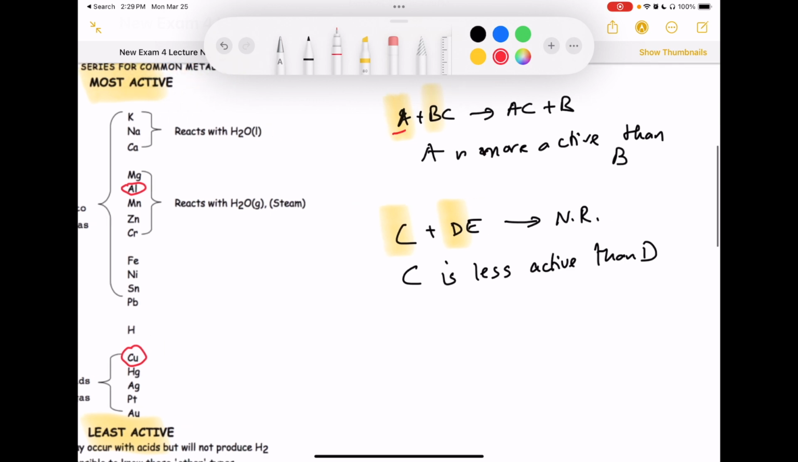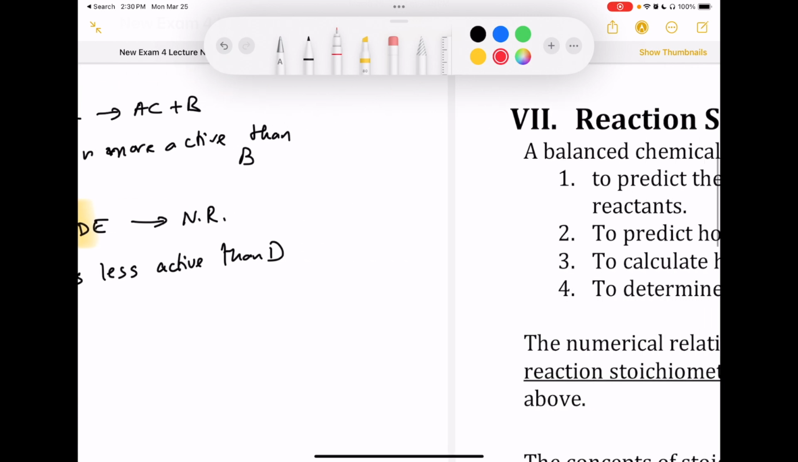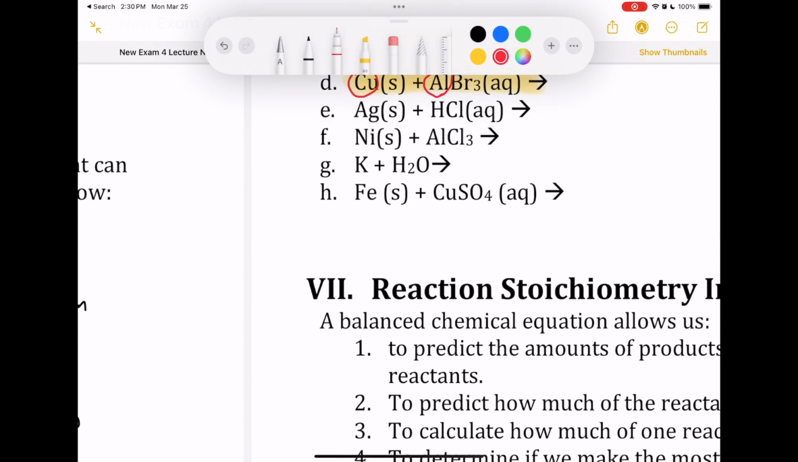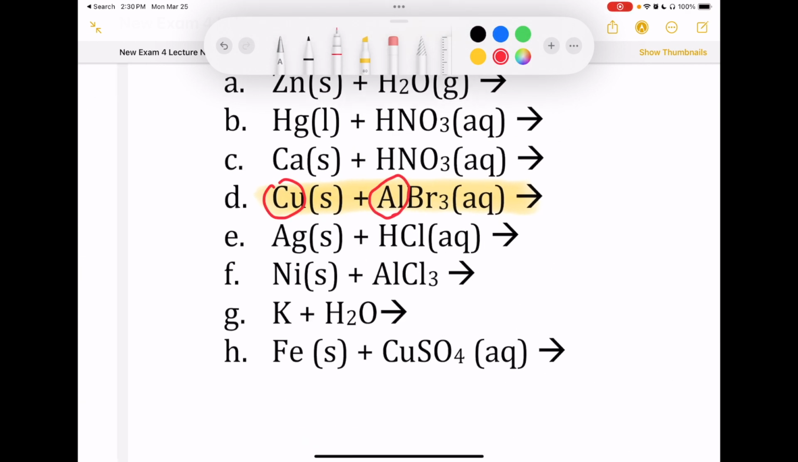Okay, now remember what we said earlier. For the element to be able to knock out or to displace the cation, the element has to be more active. In this case, Cu is down here. Cu is the element. Al is the cation. So Cu is actually less active than Al. Then it's not going to be able to displace Al. And so when you mix Cu with AlBr3, you end up not getting the reaction. So we just write NR on the product side.